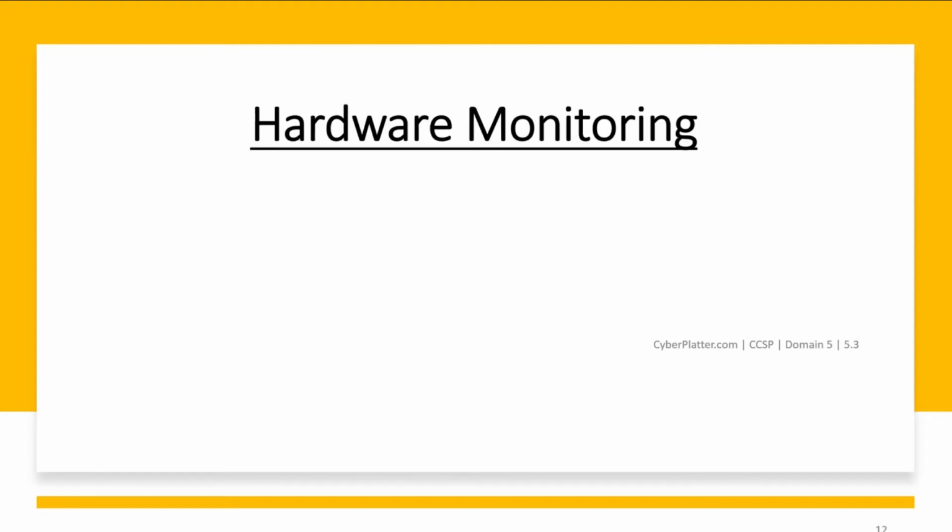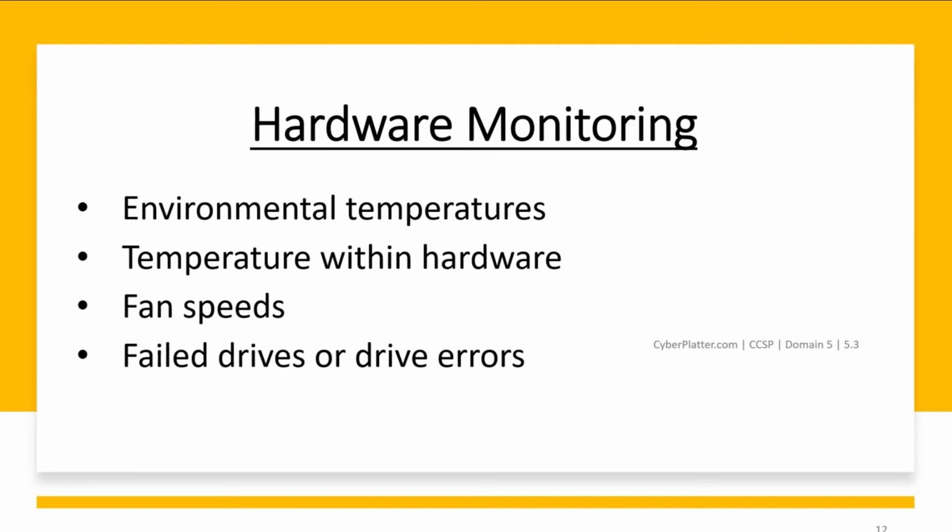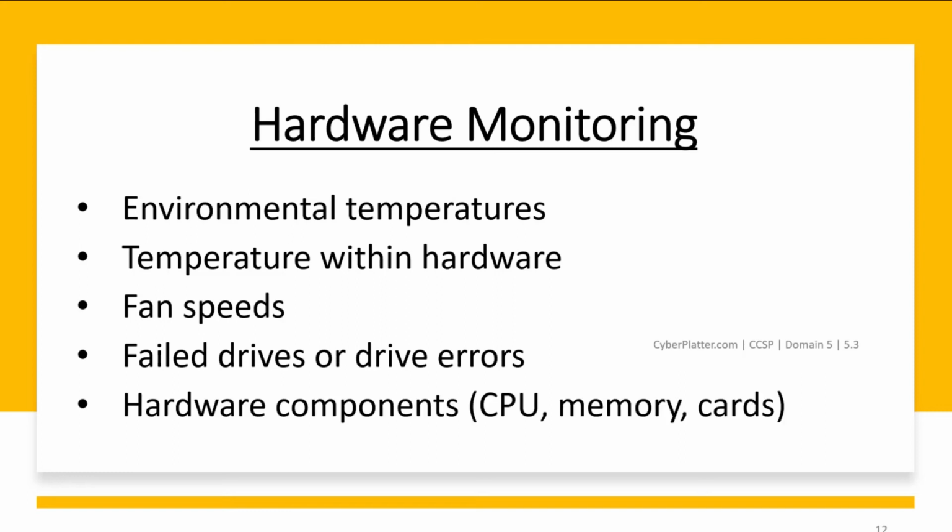The next topic is hardware monitoring. Whenever we think about cloud environments, the first thing that comes to our mind is virtualized infrastructure. But there is always physical infrastructure underlying it, and this has to be managed, monitored, and maintained. Some of the items that need to be monitored here are environmental temperatures, temperature within the hardware, fan speeds, failed drives or drive errors, hardware components like CPU, memory, cards, etc., network devices, and here we are not just considering the servers, right? Everything else.